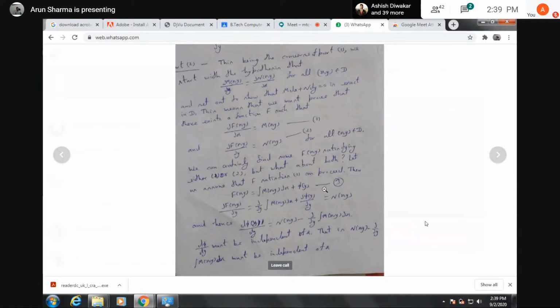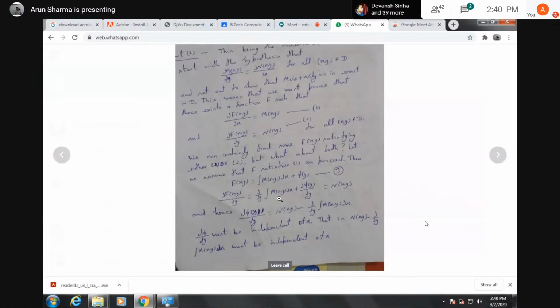This third equation, again differentiate it with respect to y. You will get ∂/∂y of the integration of M(x,y) ∂x plus ∂φ/∂y, and this is equal to N(x,y). And then we can write ∂φ/∂y, and we can take this term into the right hand side. So this will become N(x,y) minus ∂/∂y of the integration of M(x,y) ∂x.